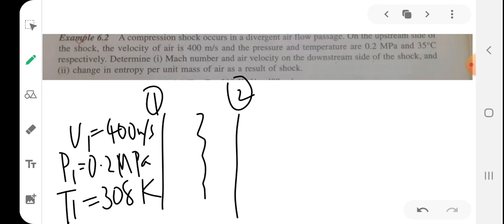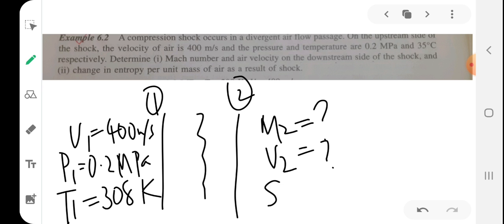Now we are asked to determine the Mach number and air velocity on the downstream. So M2 should be found, V2, the air velocity at downstream, should be found, and the change in entropy S2 minus S1 should be found per unit mass of air. Per unit mass of air means small s2 minus small s1, the specific entropy. Only these three parameters are to be found.